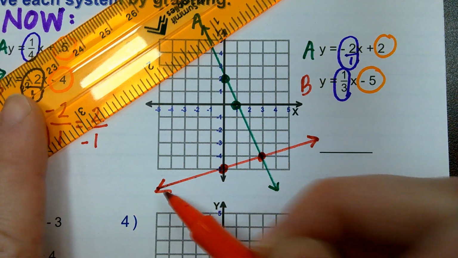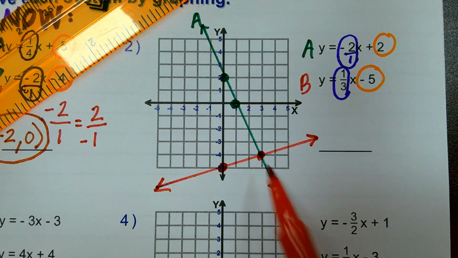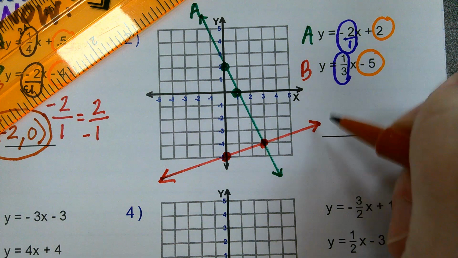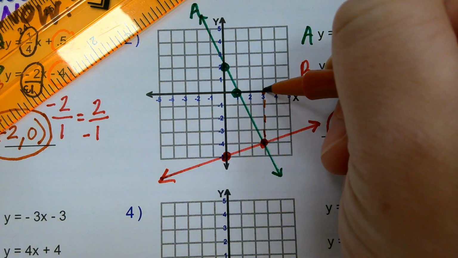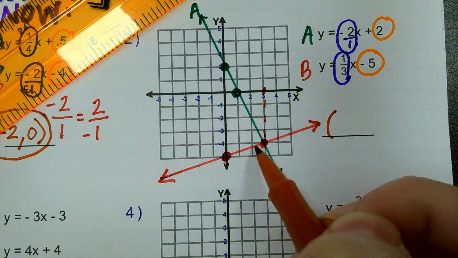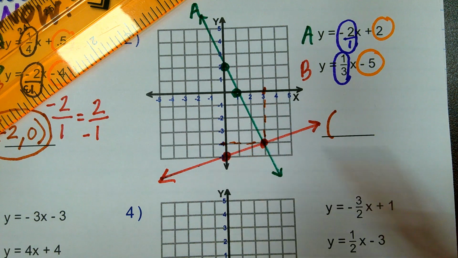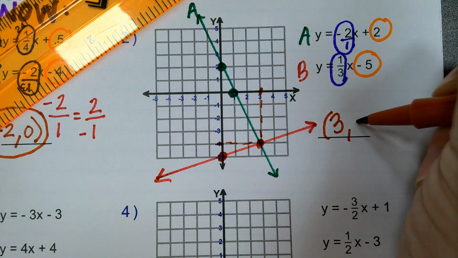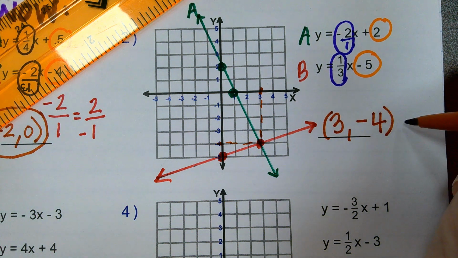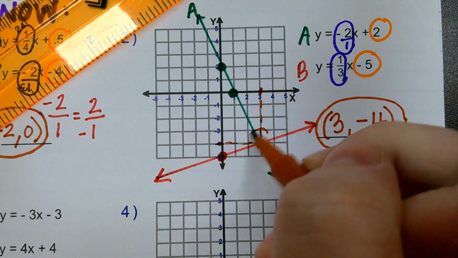What's our solution? It's 3 and -4. Good. Yes, over 3. That's where it lines up with 3 on the x-axis, and it lines up with -4 on the y-axis. 3, -4. Good.